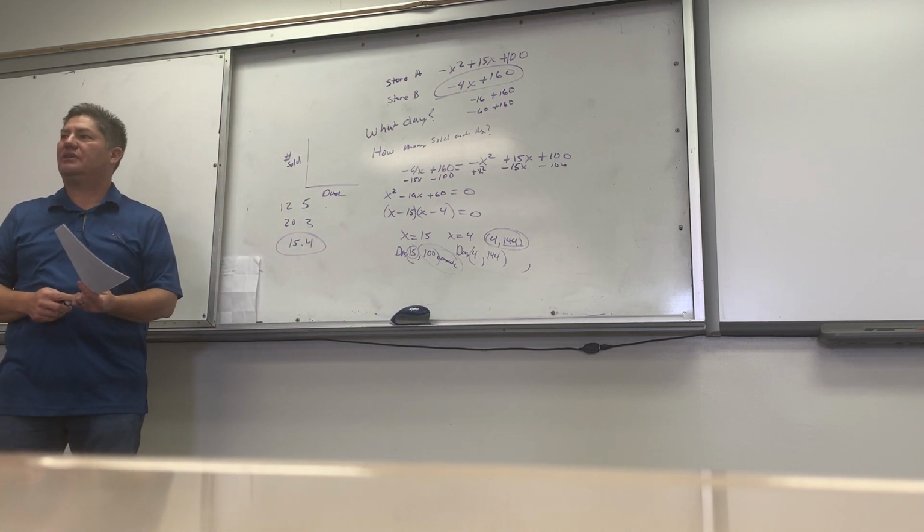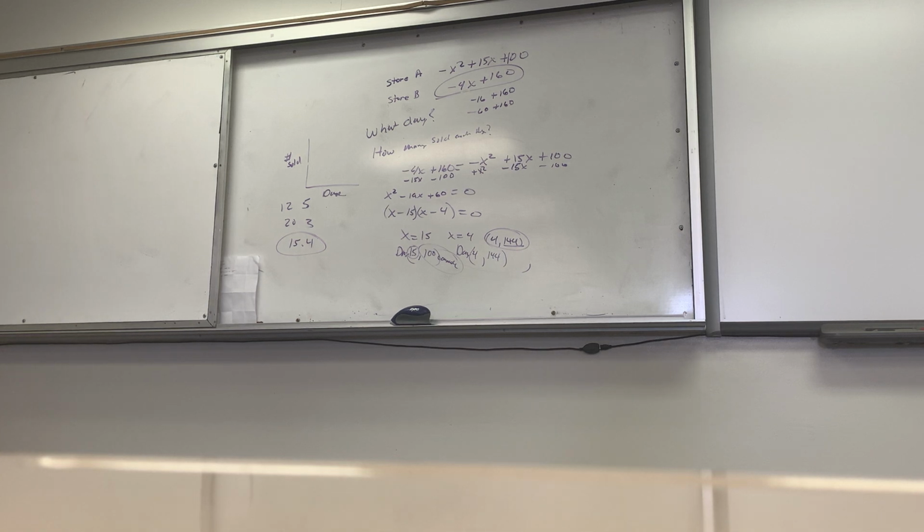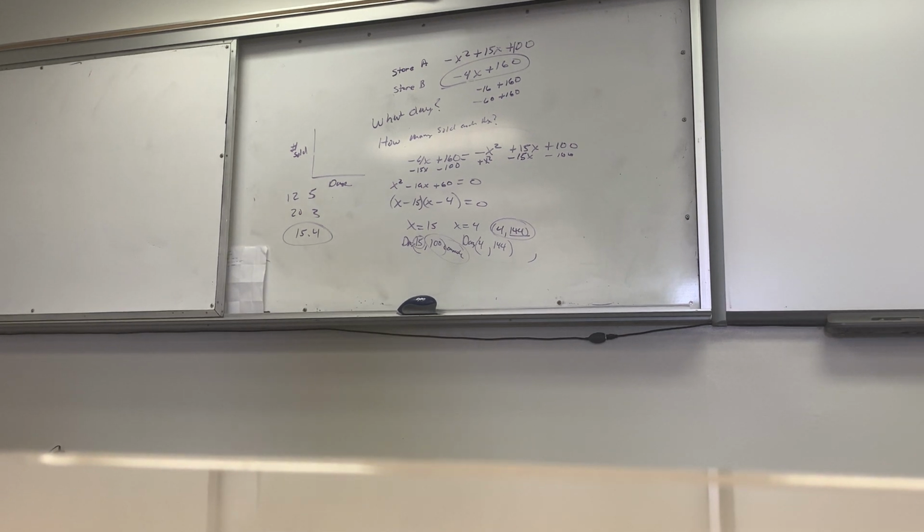Keep getting something different in the graph? Then you're not putting in the graph, right? Same. That's why I just go to the table. I don't look at the equals graph. I just look at negative x squared plus 15x plus 100, if it's the same number. Negative 4x plus 160. Let's go to the window, graph.